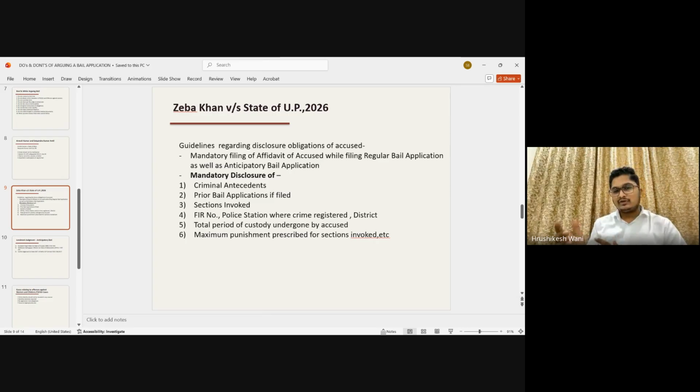Today only, before the court, an advocate was trying to show some chats between the victim and the accused, and the court specifically asked him whether the WhatsApp chats between the accused and the victim were mentioned in the bail application or not. The advocate pointed out that he had mentioned it. So these are the things you should keep in mind; the defense is very important while arguing a bail application.